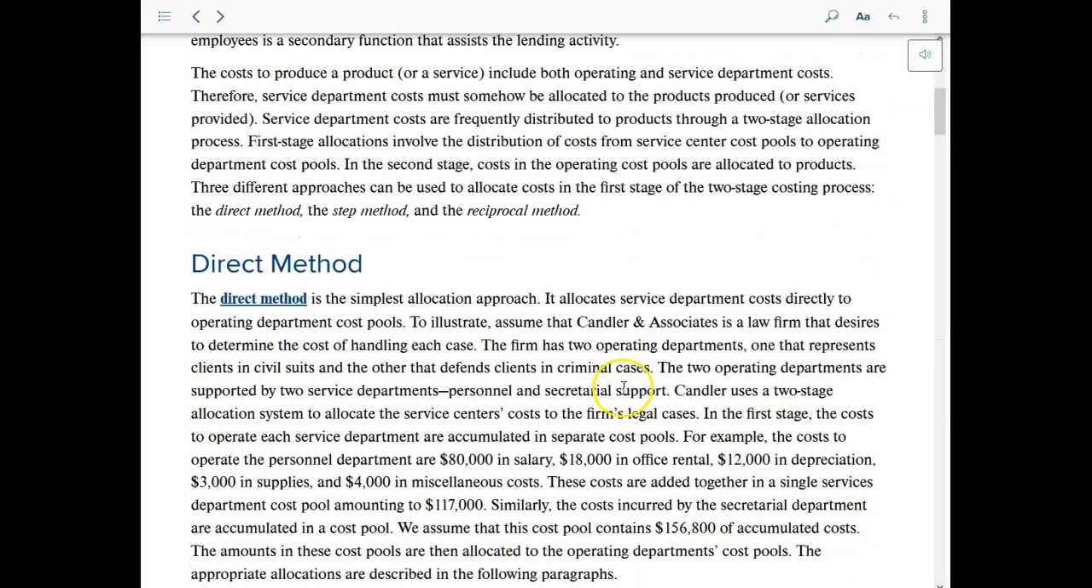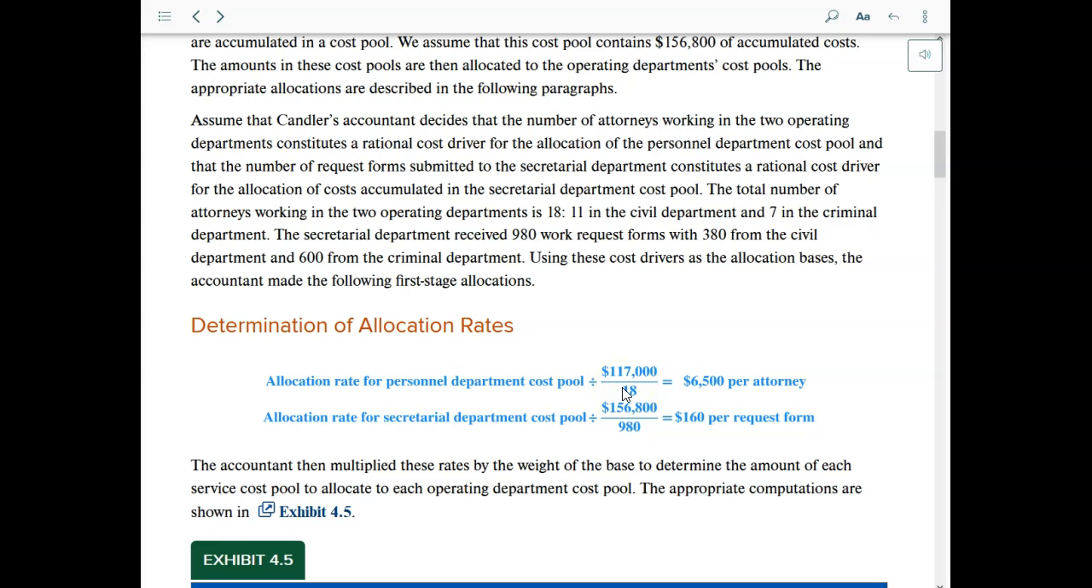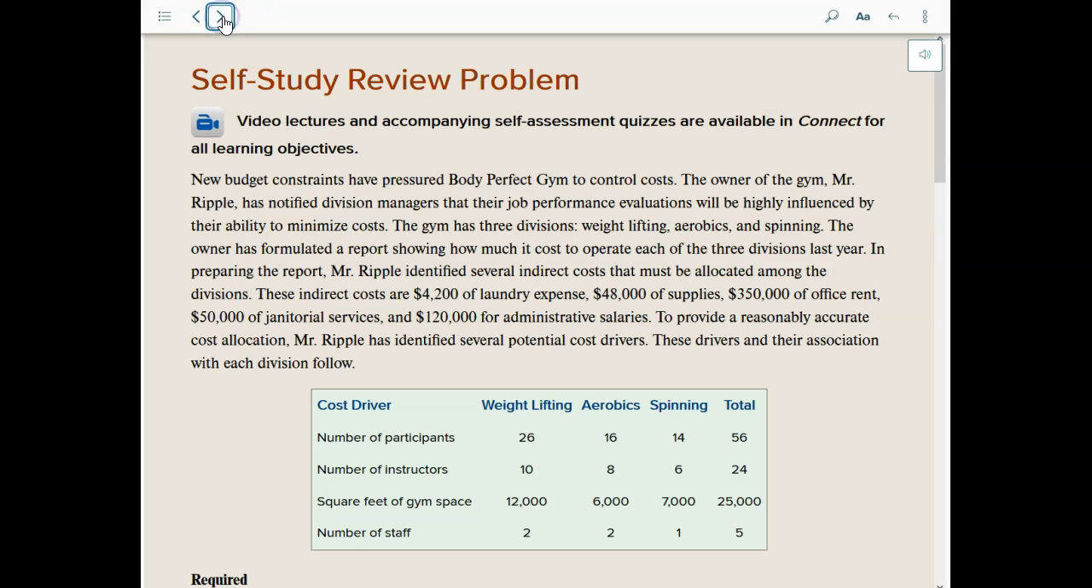Now the appendix, don't worry about this too much here, and we're to the self-study review problem. So again, that's the main material in this chapter. As always, go back and read the chapter word for word and follow all the numbers through and all the examples. So, good luck with your studies.